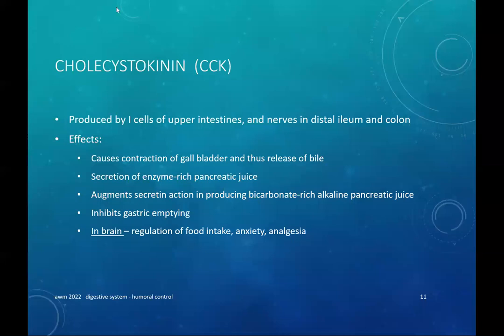However, CCK is also found in the circulating blood. And what happens is that when the CCK gets to the brain, it influences the regulation of food intake, anxiety, and analgesia. So CCK is one of the examples I told you of peptides which are found not only in the gut, but also in the other parts of the body and where they produce different effects. And you can see in the brain, the effects are totally different from what is happening in the gut.